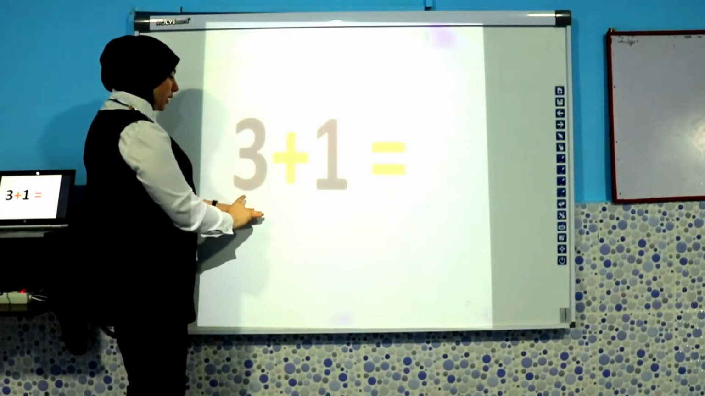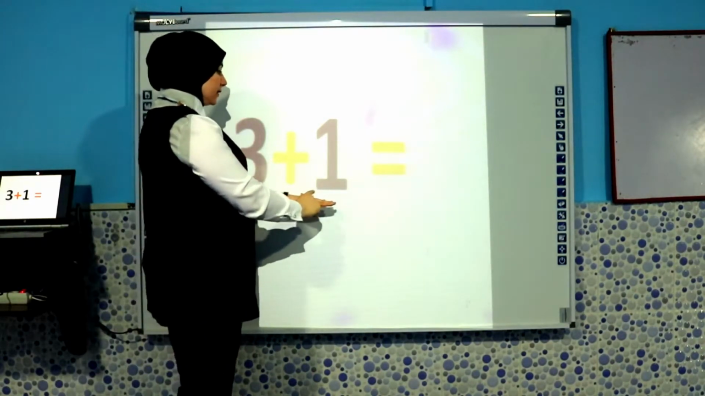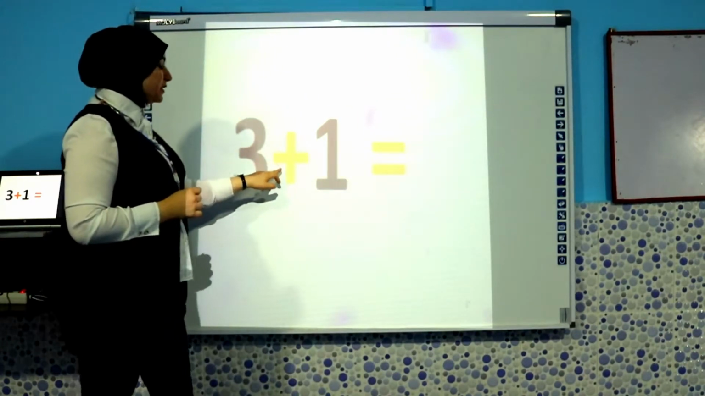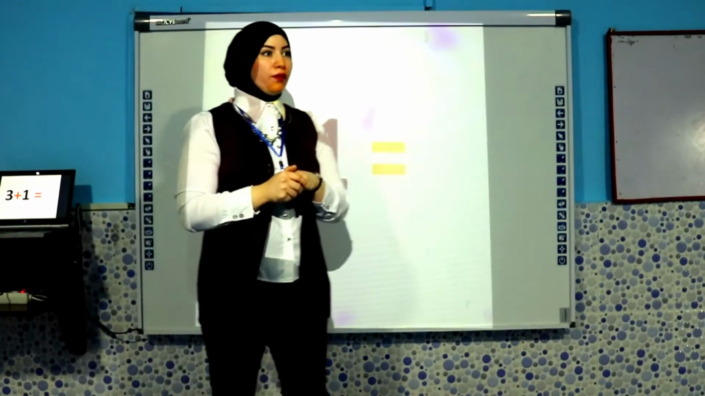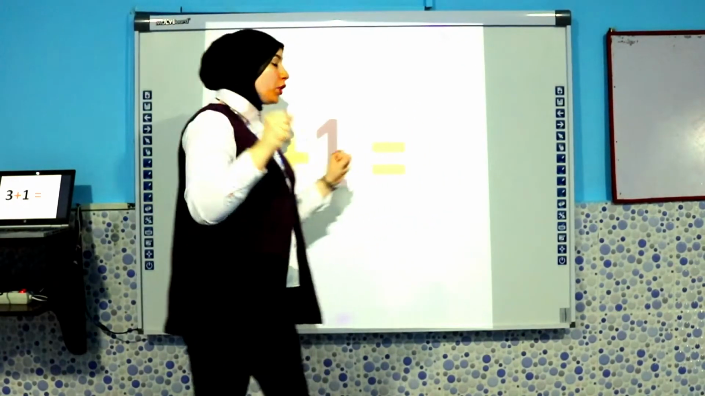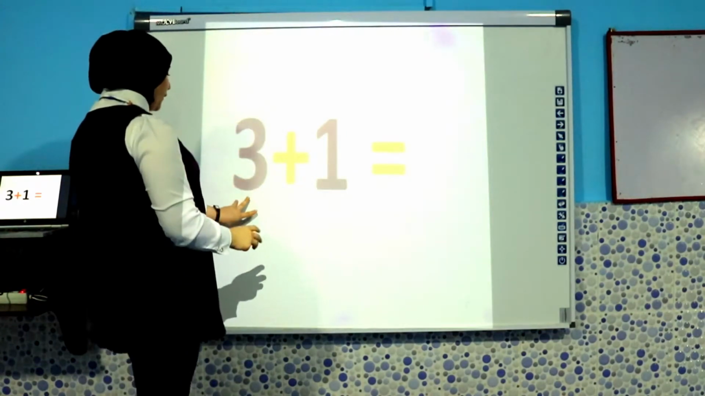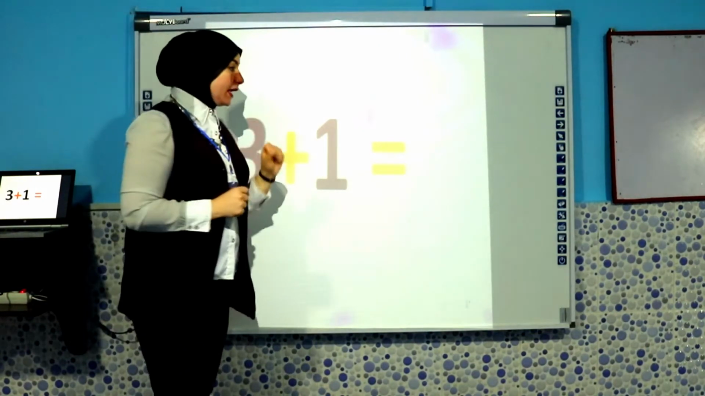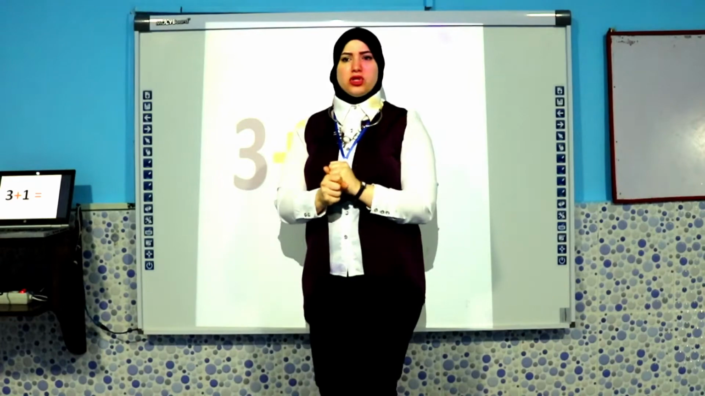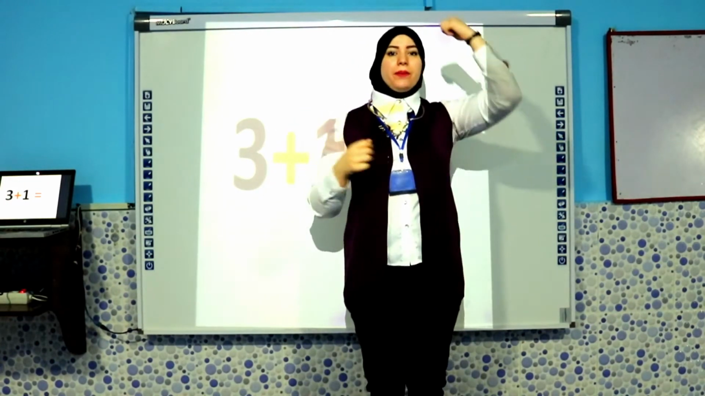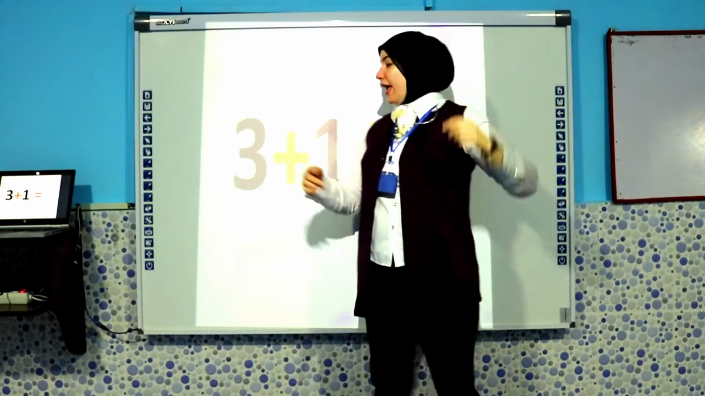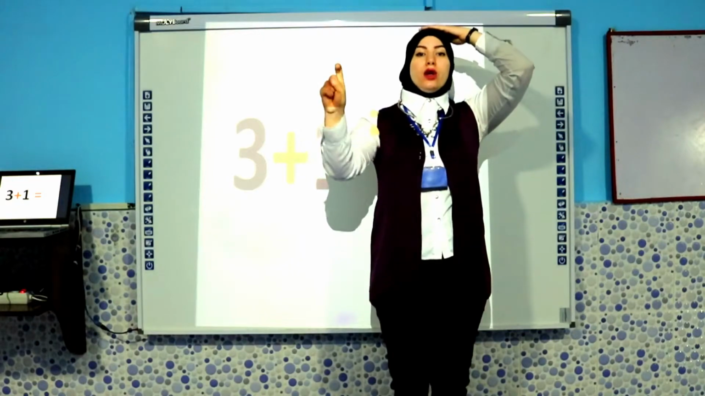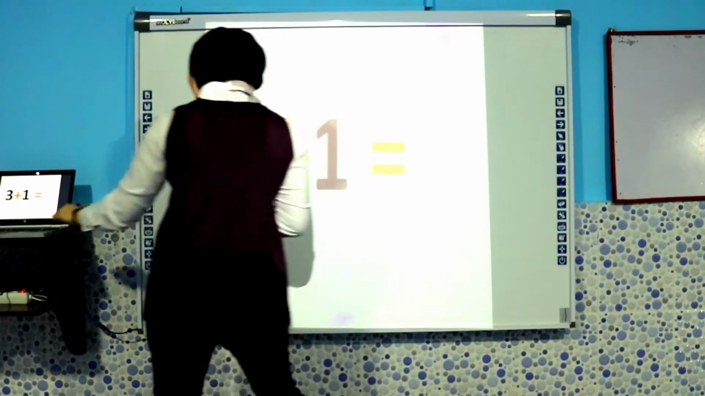Let's read. 3 plus 1 equals. Here we have the sign plus. Plus is searching for the bigger number. Which one is the bigger number here? We have 3 and 1. Excellent. 3 is the bigger number. What are we supposed to do with the bigger number? Put the bigger number in your mind and the smaller number on your fingers. After 3, 4. Excellent.